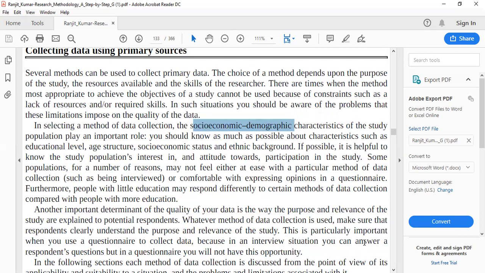So the purpose of your study is always linked with the method which you're using. Sometimes it happens that more than one method is okay to be used. So you have a choice that you can use both methods or more than one method. So this could also be possible.